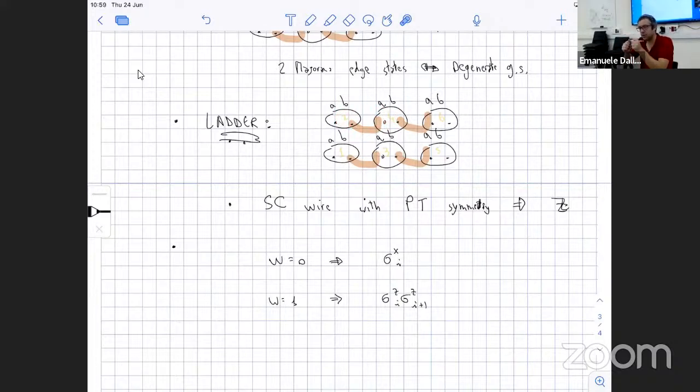There will be a spin interaction between next nearest neighbors, which is equivalent to having an interaction between fermion 2 and fermion 4. Makes sense? Paulina is not convinced.